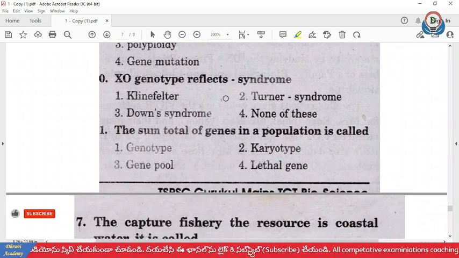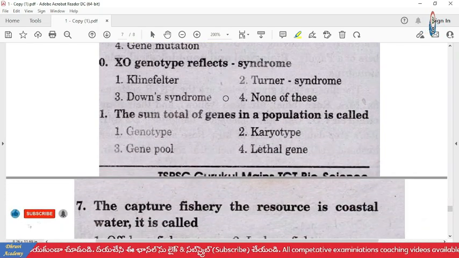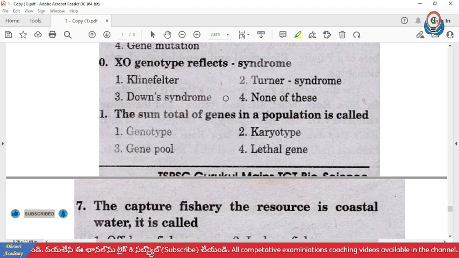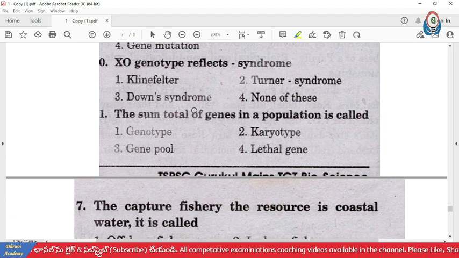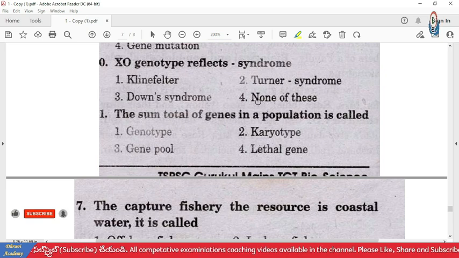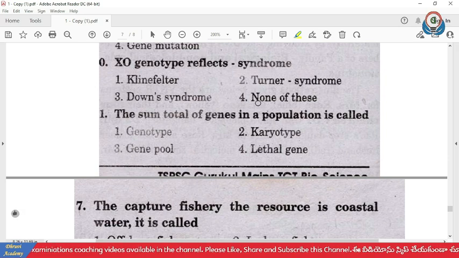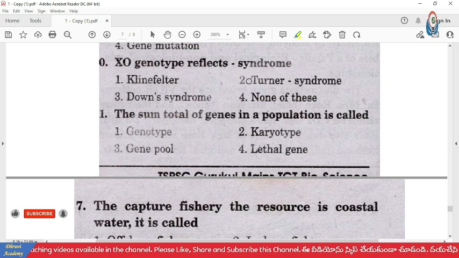Next, the XY genotype reflects which syndrome? The first one is Klinefelter, or Turner syndrome, or third one Down syndrome, and fourth one none of these. Which is the correct answer? Its answer is Turner syndrome.